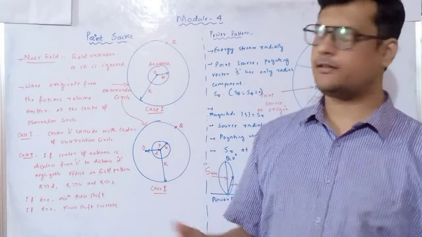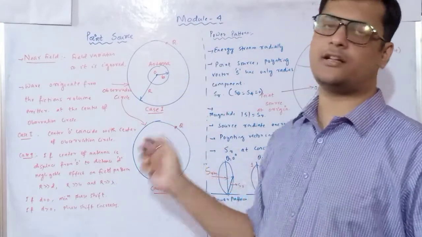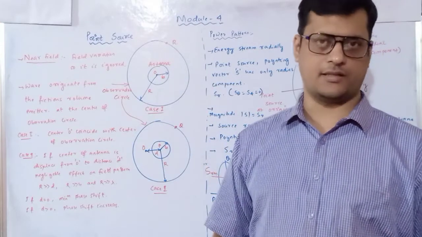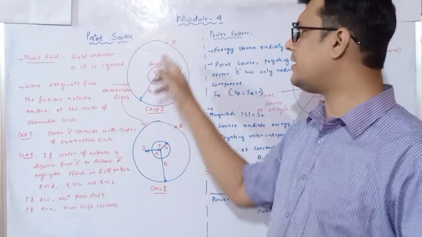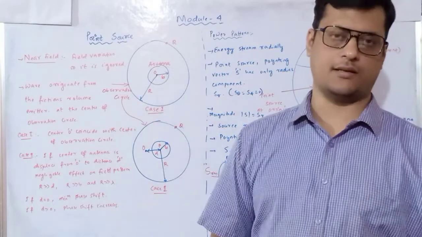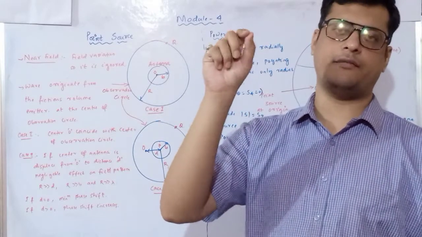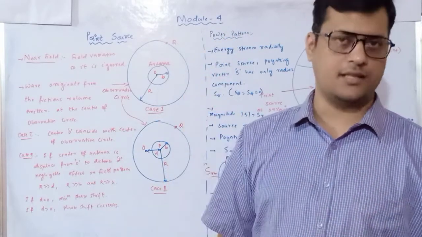If it is greater, that means it enters the third region, which is called the Fraunhofer region. Now let us consider the observation points. This circle is called an observation circle. In this circle we have to identify a certain point and measure the fields.